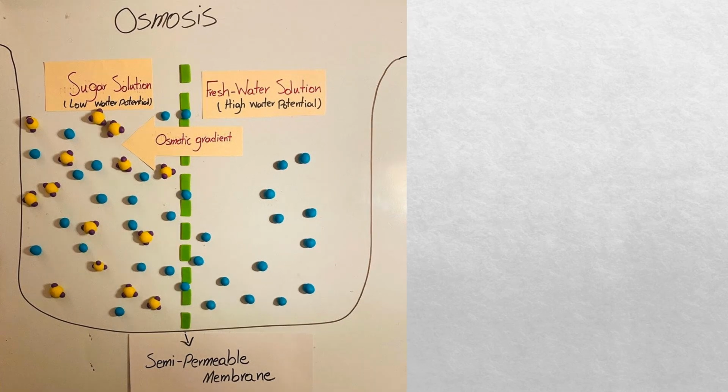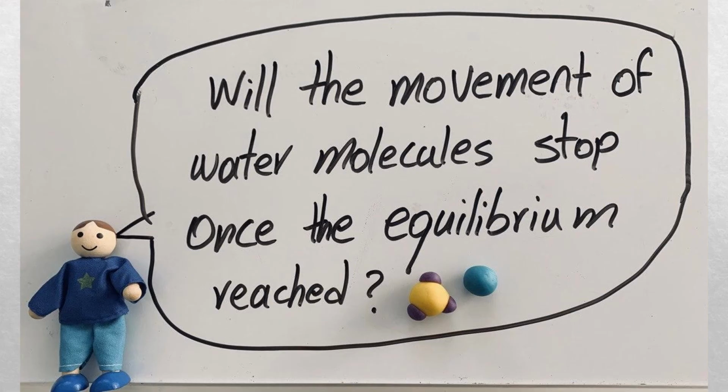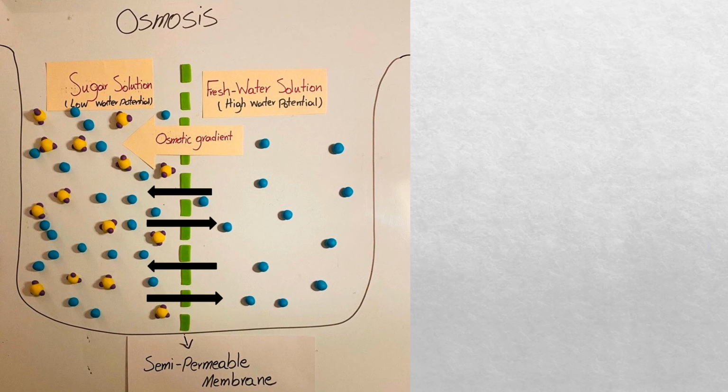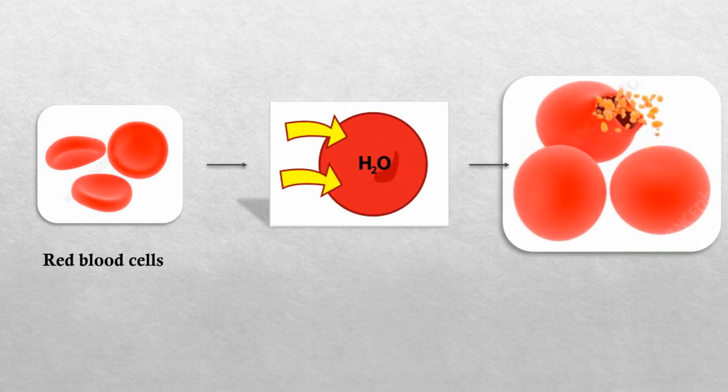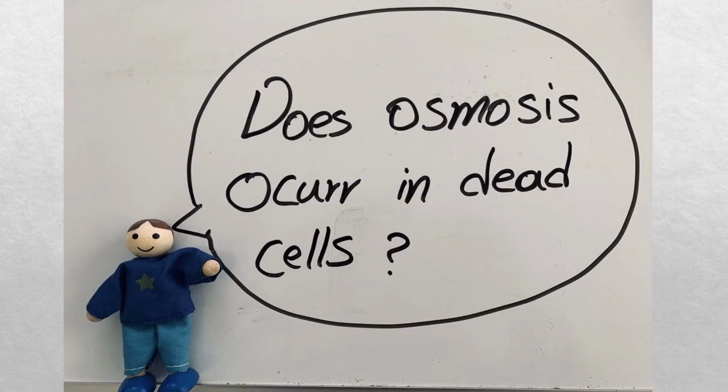Does the movement of water molecules stop once equilibrium is reached? No, the net movement will be zero, but the water molecules still move, so the movement still occurs. For example, if we put a red blood cell into a freshwater solution, as the cytoplasm has a lower concentration of water molecules, the water will go inside the cell, which makes it swell and eventually burst.